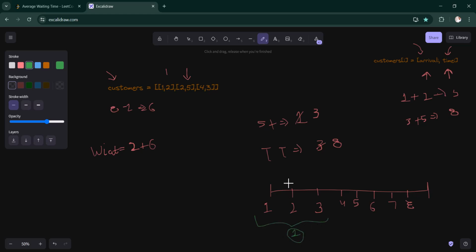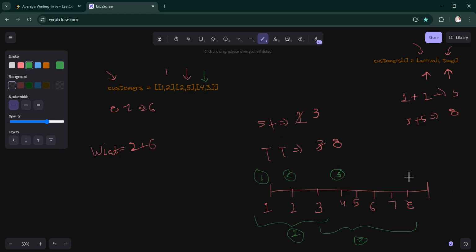Okay, second has arrived at this point, first was arrived at this point, but from 3 to 8 the second order was prepared. The third customer had arrived when the chef was already in the middle of the second order. So the third customer has arrived at point 4.